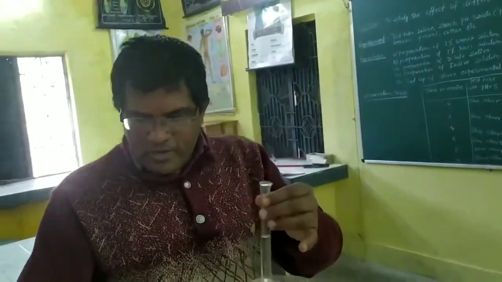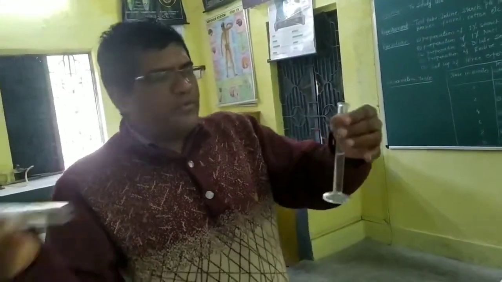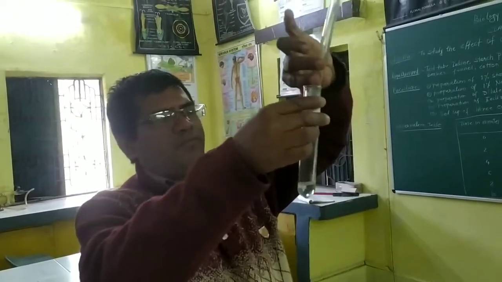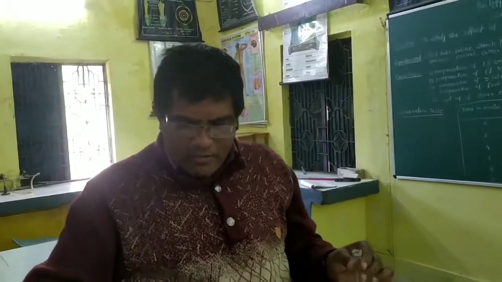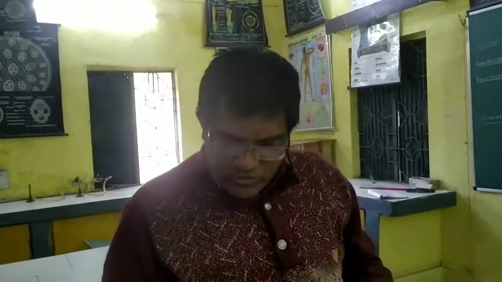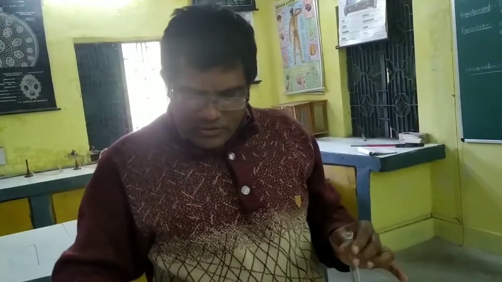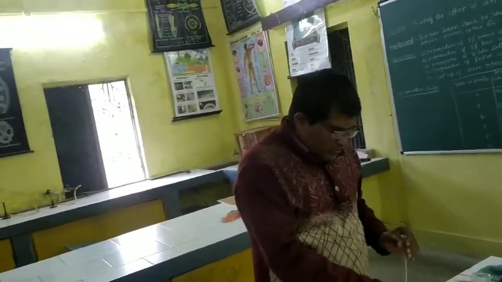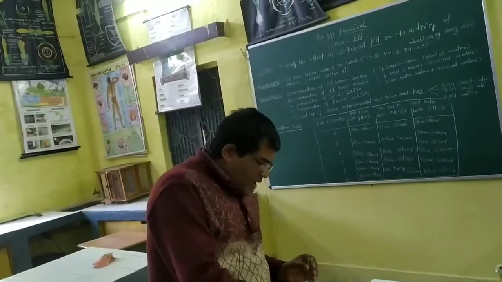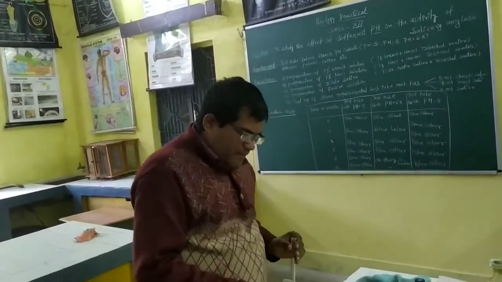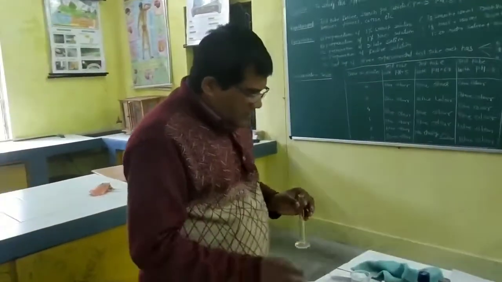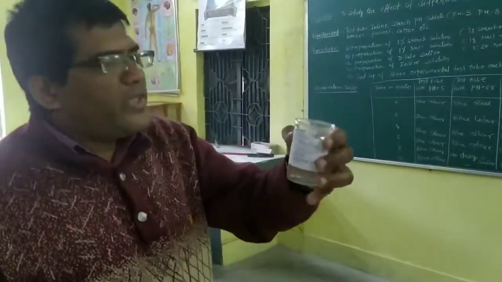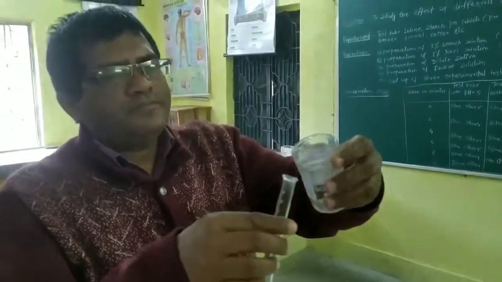So this starch solution I have taken. In this test tube I am pouring 5 ml of starch solution. In this test tube also I have already taken 5 ml of starch solution, and here also I have 5 ml of the starch solution. So in each test tube you have to take 5 ml of the starch solution. After the starch solution, we have to take NaCl solution, 1 ml of NaCl.